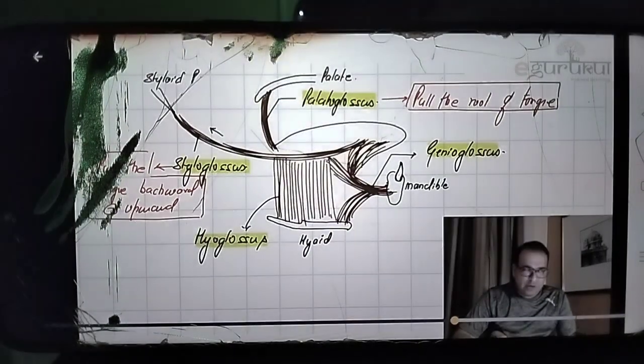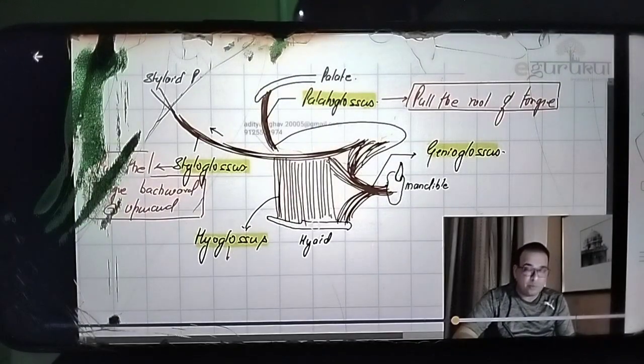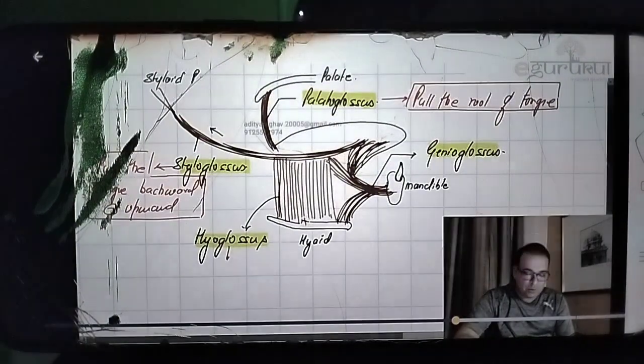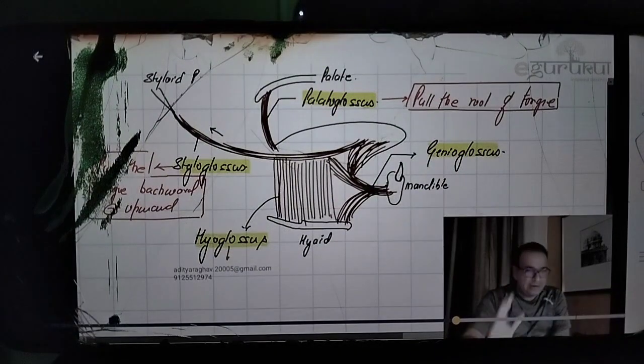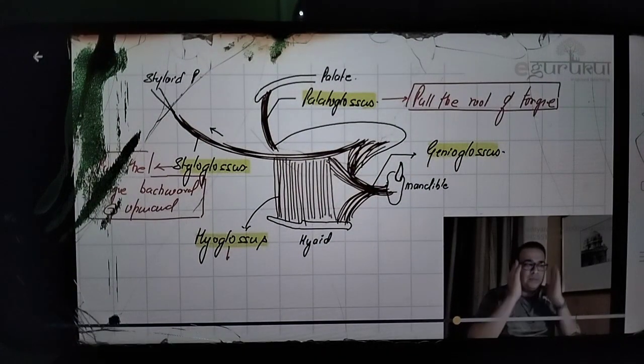Hyoglossus, we have talked enough about hyoglossus already. We've seen its relations, but from the function point of view, look at the muscle: it originates from the hyoid bone, especially from the greater cornu, and inserts onto the side of the tongue. So every time this muscle contracts, what will it do? It will depress the sides of the tongue.